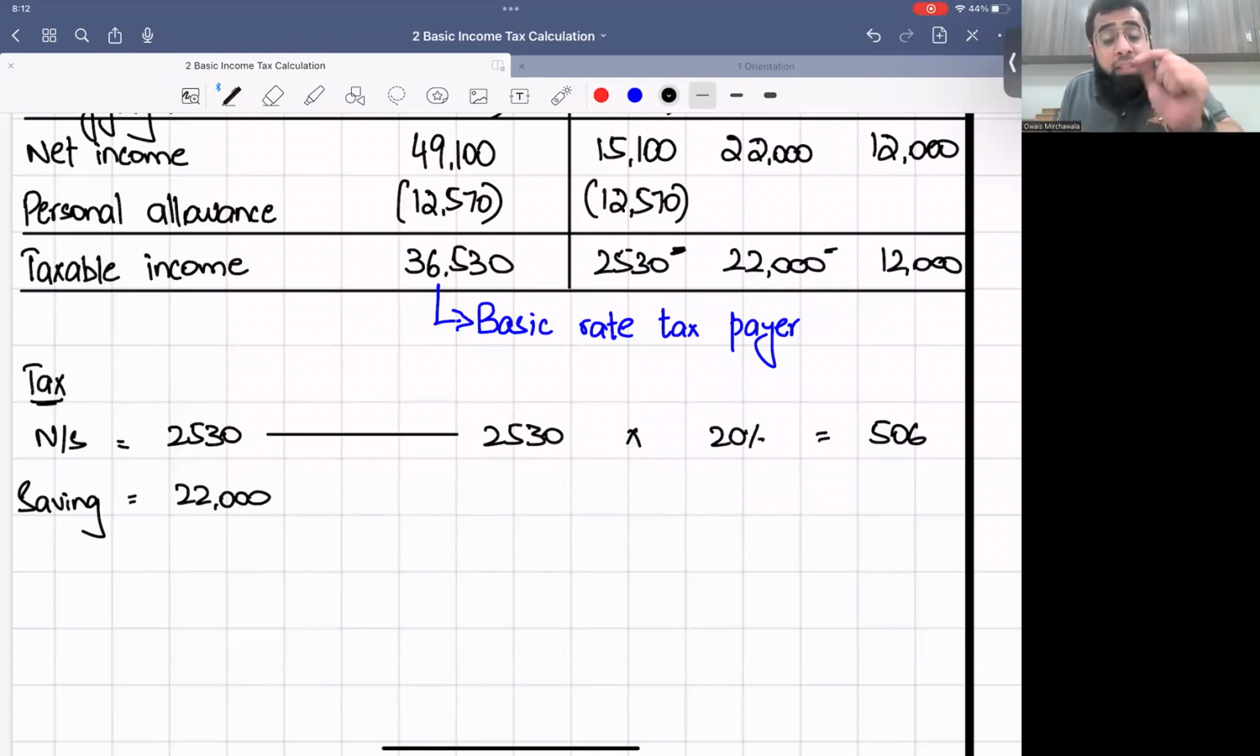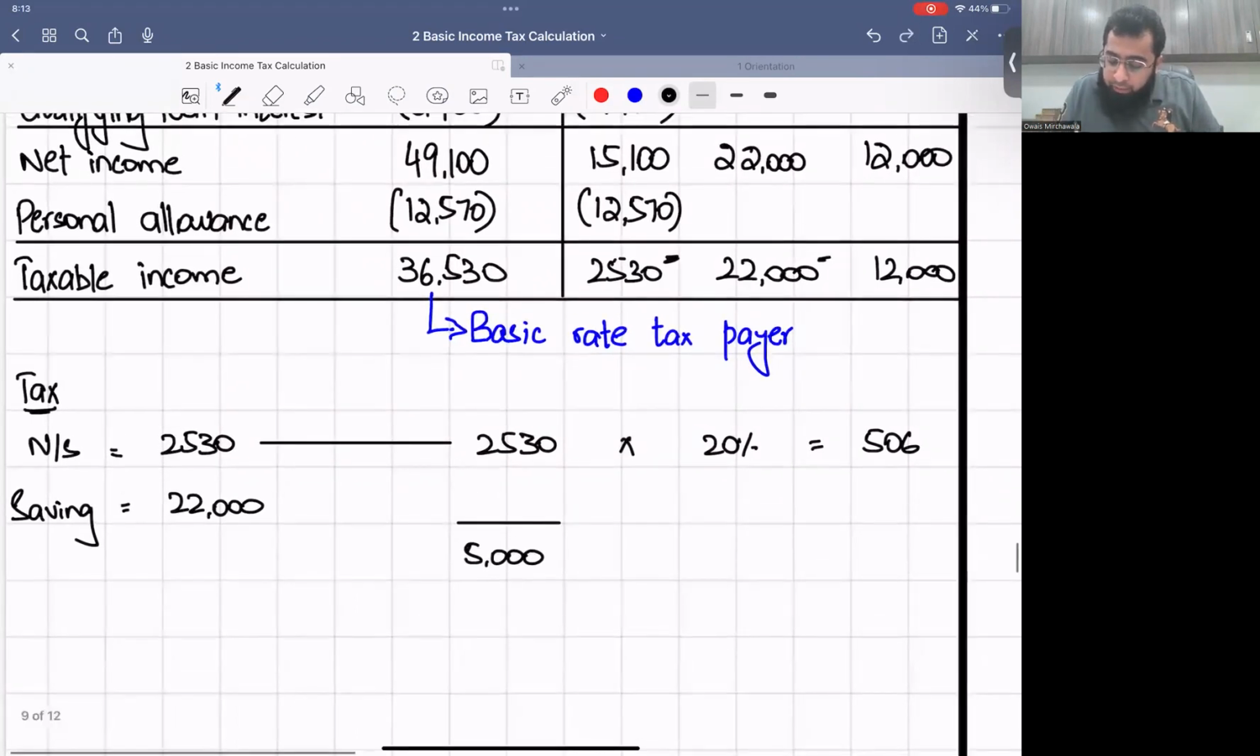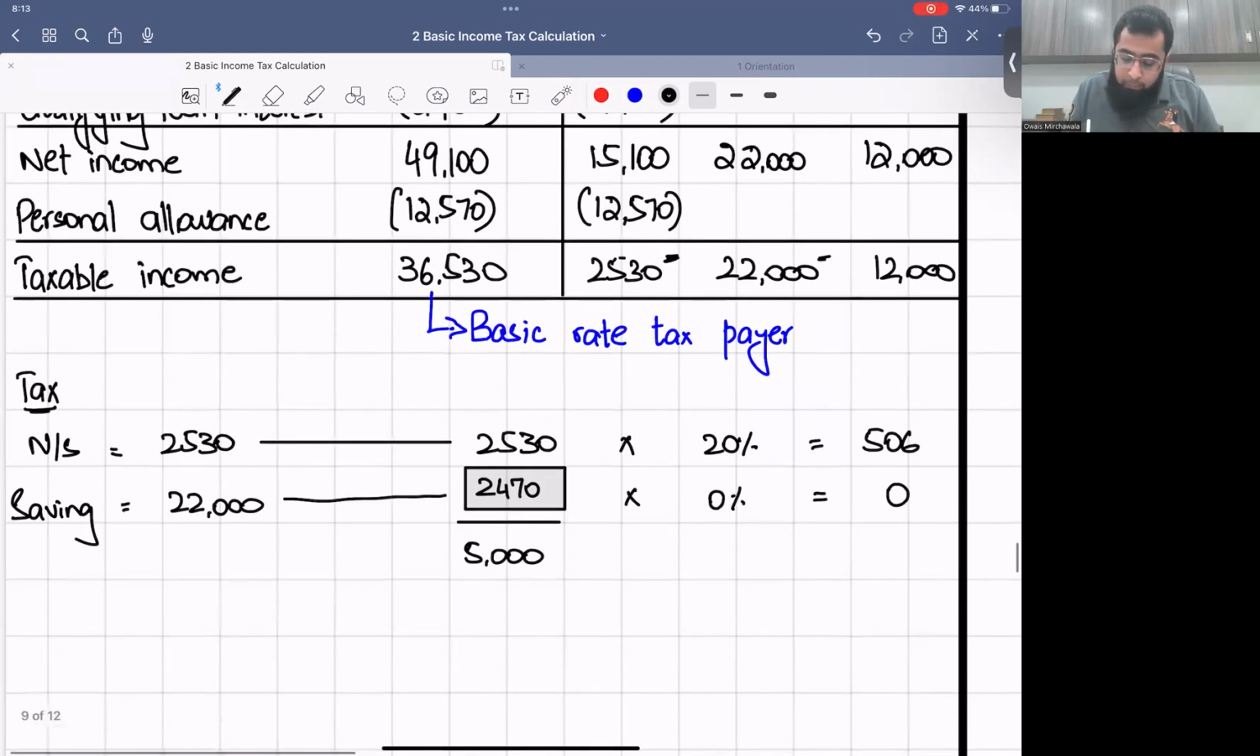Now here you need to listen to me carefully. If the saving income lies in the first 5,000 pounds of taxable income, you remember we studied it in the last class. Now, if I look at the first 5,000 pounds, non-saving has occupied 2,530. So the remaining amount which goes to saving income, 5,000 minus 2,530, is 2,470, which will be taxed at 0%.